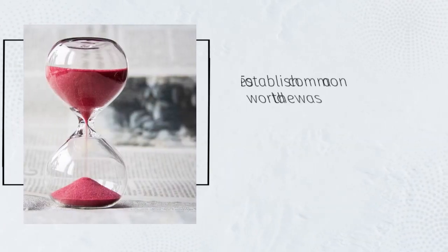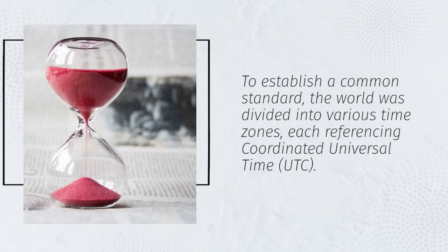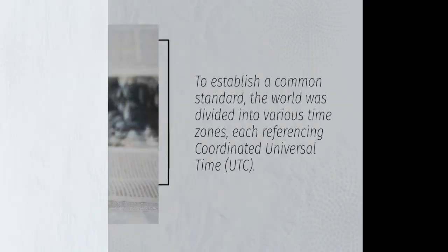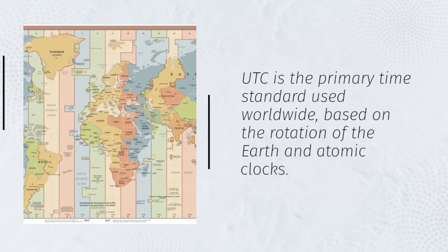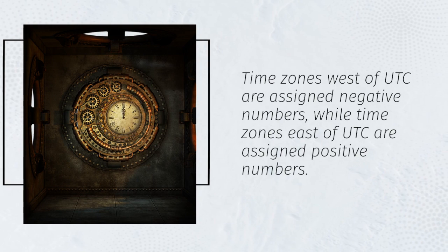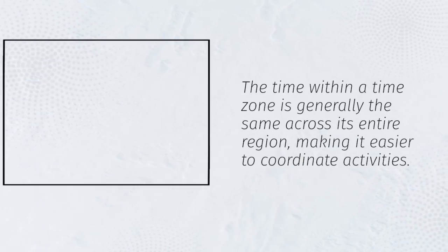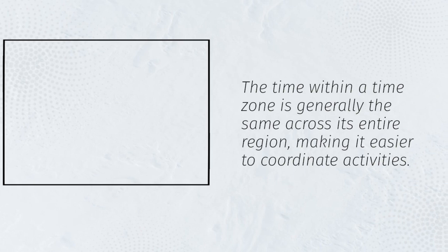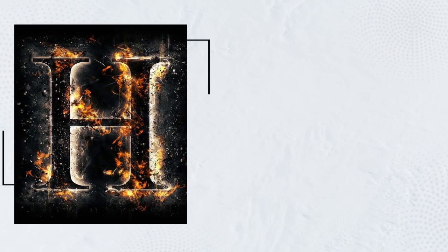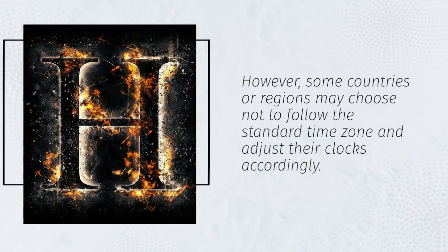To establish a common standard, the world was divided into various time zones, each referencing Coordinated Universal Time, UTC. UTC is the primary time standard used worldwide, based on the rotation of the Earth and atomic clocks. Time zones west of UTC are assigned negative numbers, while time zones east of UTC are assigned positive numbers. The time within a time zone is generally the same across its entire region, making it easier to coordinate activities. However, some countries or regions may choose not to follow the standard time zone and adjust their clocks accordingly.